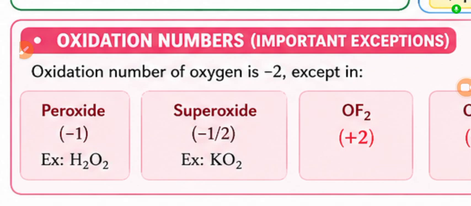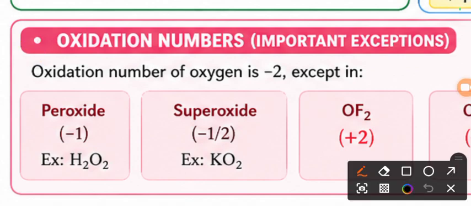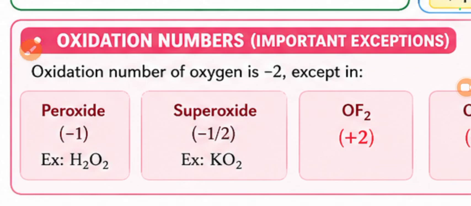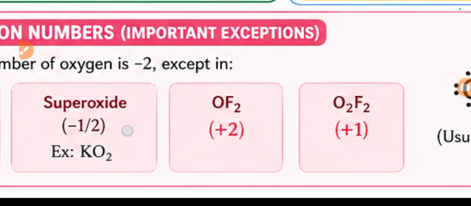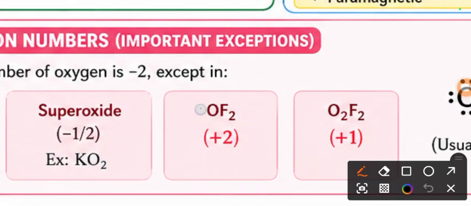In the redox reaction chapter, they will ask you to remember the oxidation number of oxygen. Oxygen oxidation number is -2 with some exceptions. Exceptions like in peroxide, the oxidation number is -1, like hydrogen peroxide. In superoxide, oxygen oxidation number is -1/2. If oxygen is with fluorine, then in case of OF2, oxygen oxidation state is +2, and in O2F2, oxygen oxidation state is +1.